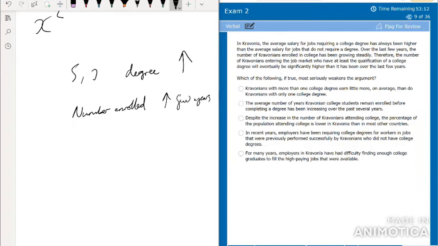So 1 is not about that. Okay, 2 is quite good. It's saying that they're staying in uni. Because if they are staying in uni, that means that it's saying not the number enrolling for college, it's just the number enrolled. So there'd be more people at uni, even if the number of people each year isn't increasing. C is just about percentage. Okay, happy with B.